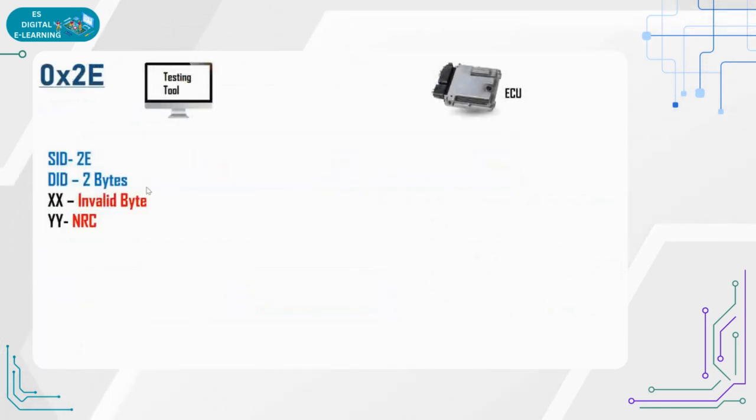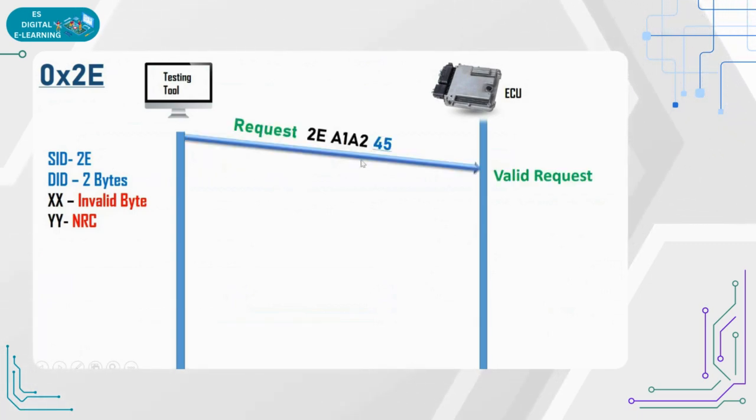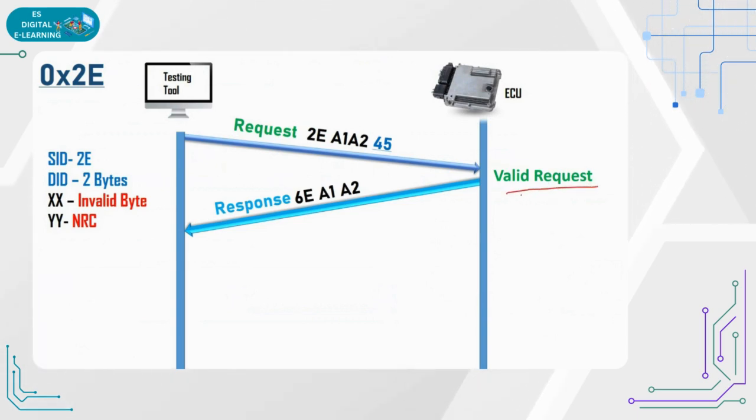Okay, let's go with our activity, the practical way of how we are sending. Here also we are considering the valid positive response and negative response. So let's consider the testing tool and issue a test. The request I am sending here is 2E A1 A2, with a data value of 45. After successful completion, I am getting a response of 6E A1 A2. I won't have any data here, because the format is that we should get the service ID and the DID if it is a valid request that we are sending and if it is accepted.